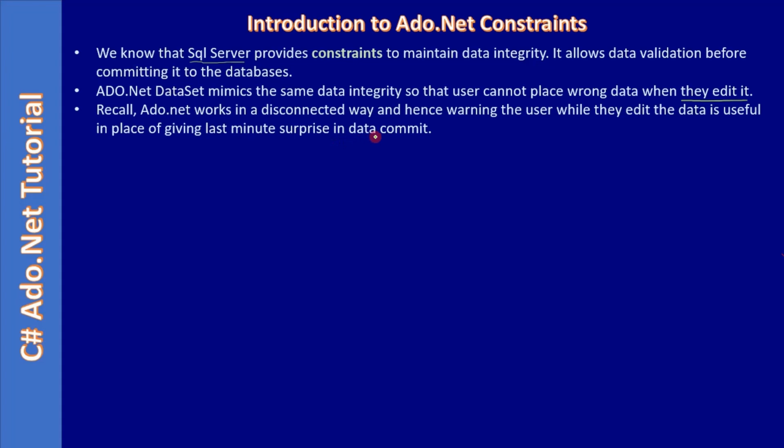Say if there is no ADO.NET constraint, what happens? The user will edit the data, right. This is the ADO.NET application. They will edit all the required data. After that, they will commit, and the database will check for the constraint violation. And after that, if there is any violation, it will reply with the error.